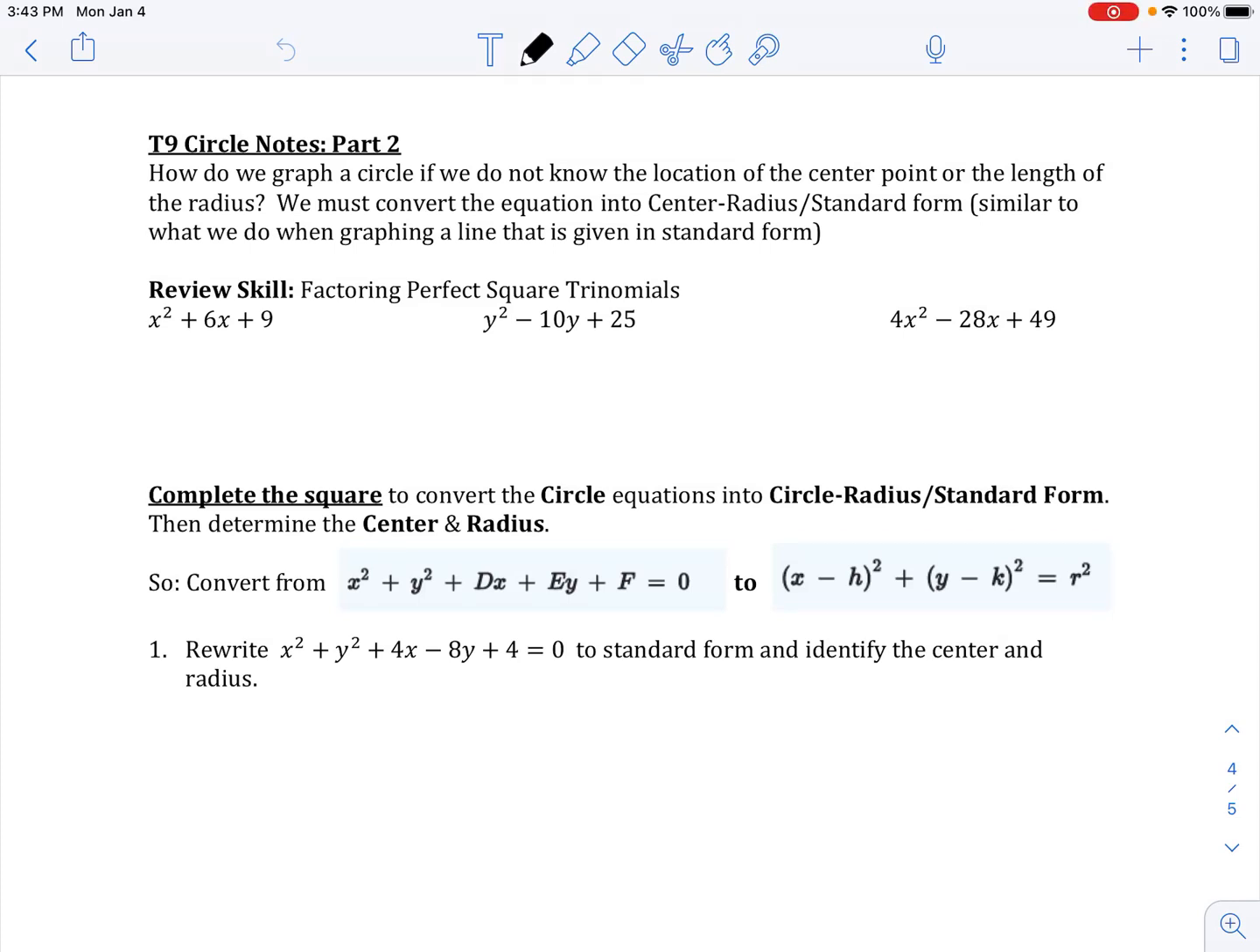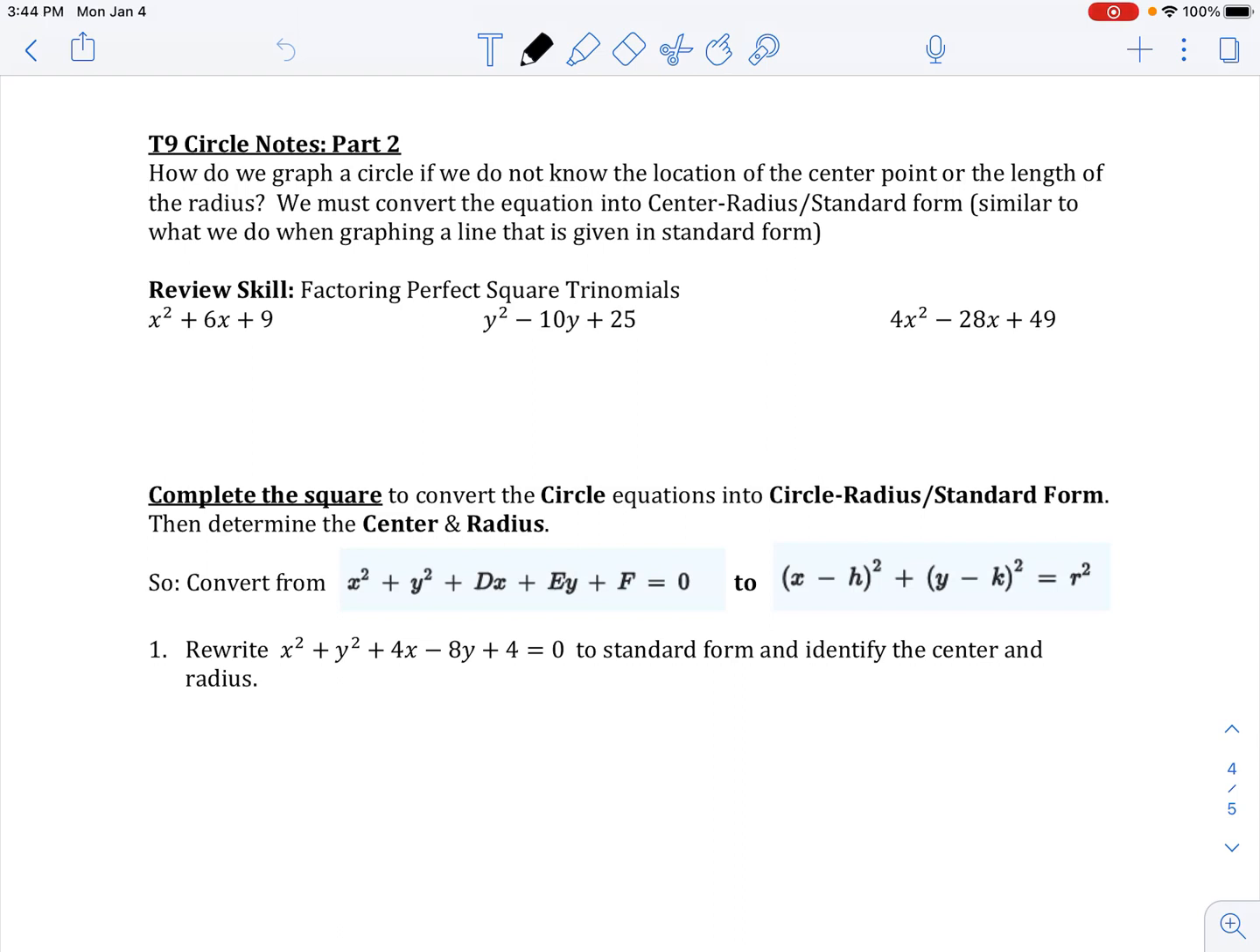All right, so now we're going to do the second part of the notes for topic 9, circles. And this is a continuation of graphing circles, only the circles will not come to us in center, radius, or standard form. They will come in a general form that we will have to rewrite to be able to identify the center and the radius. A pre-skill to that is something we did in regards to factoring perfect square trinomials.